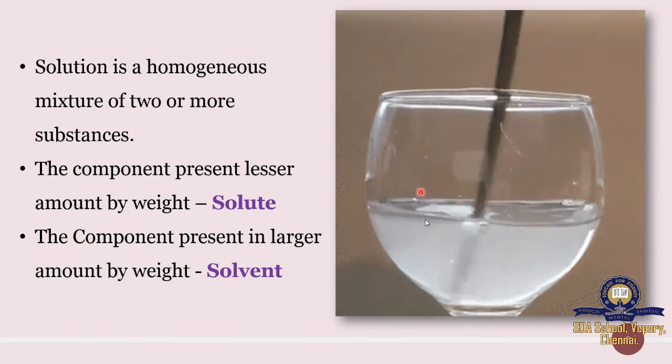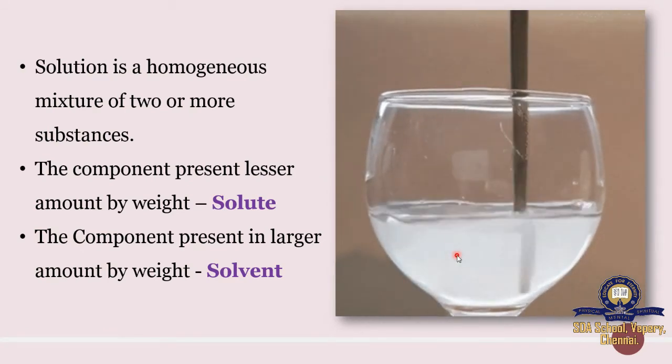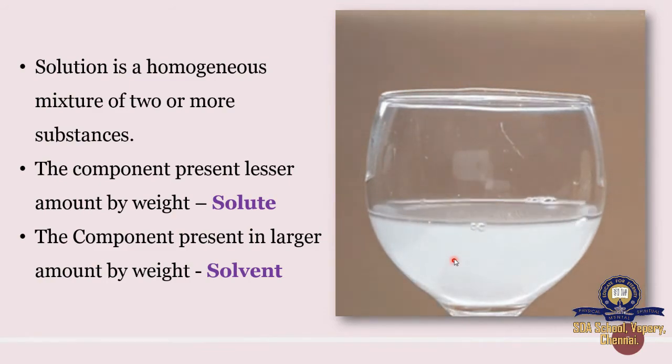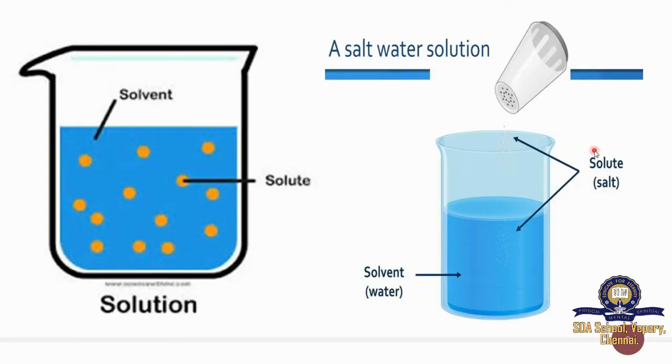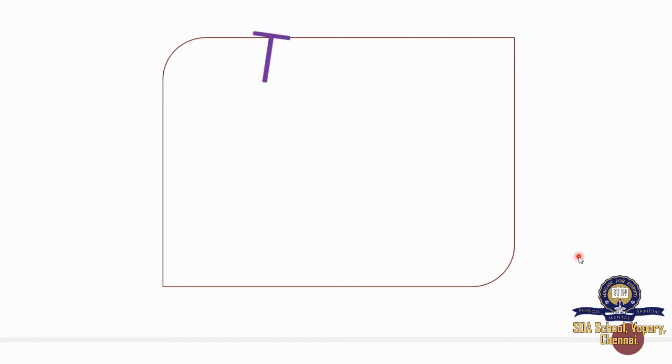So in the first glass, which is the salt solution, which is the solute and which is the solvent? Here, salt is termed as the solute, which is the lesser amount, and water, which is the higher amount, is known as the solvent. So solute plus solvent gives the salt solution. Understood? Yes. Now let's see the types of solution.